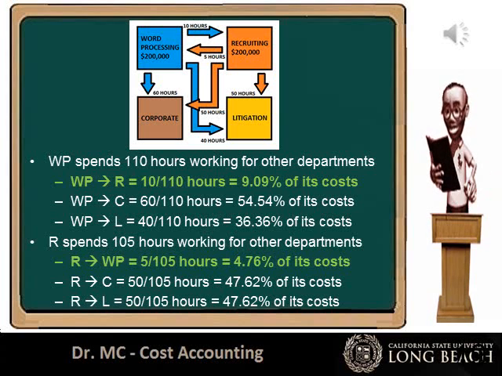In addition, recruiting would allocate its cost as follows: 4.76% to word processing, 47.62% each to corporate and litigation. The problem comes from the 9.09% of costs that word processing allocates to recruiting and the 4.76% of costs that recruiting allocates to word processing, as can be seen in the next slide.